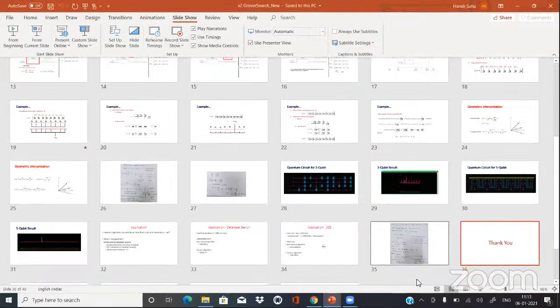So this way I am done with the theoretical presentation. Now we will move to a practical demonstration of this Grover's on a quantum simulator. How much time are we left with? 15 minutes, 15-20 minutes are there. So we will see how we implement and how we can run this algorithm.